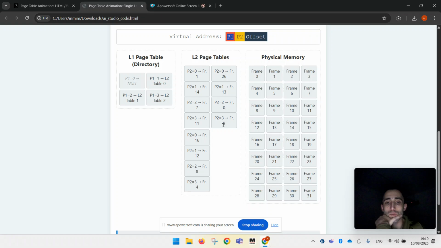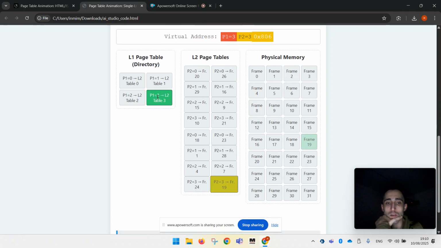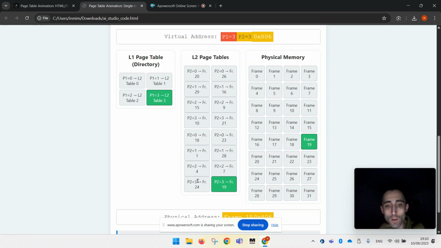And from there, I can get to the frame. Let's see how it happens. So I have P1 equals 3, and then P2 equals 2. From here, I get to the frame. Now note that I have a lot of P2 equals 2, but I need the L2 table 3. So I count to table 3. Table 3 is this one, those 4 entries, and from this I get a frame.